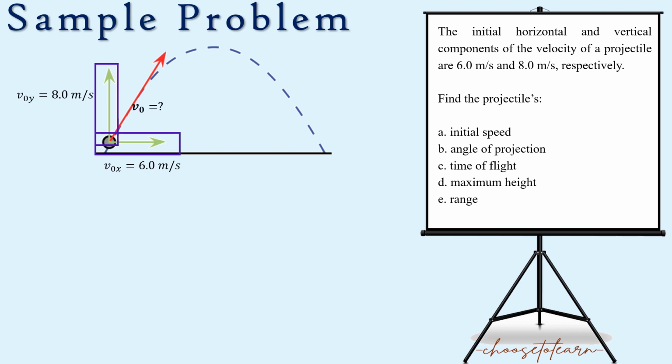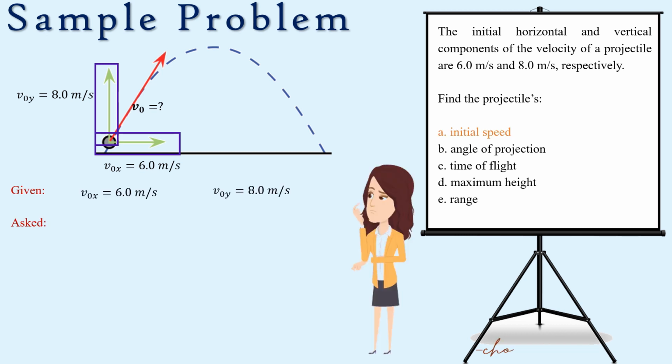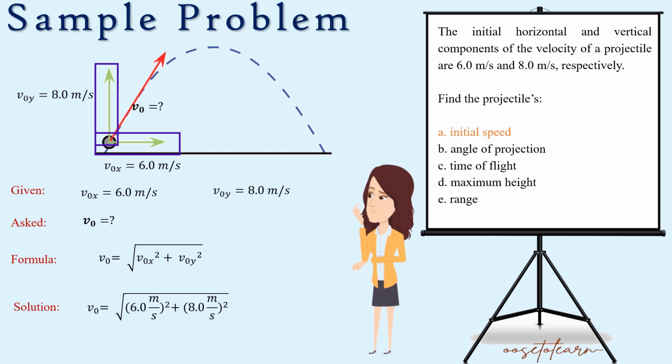So for the first question, we are to find the initial speed, or the VO. That means we are to combine the horizontal component and the vertical component of velocity. So what's the formula that we're going to use? Initial speed, or VO, equals the square root of initial horizontal velocity squared plus initial vertical velocity squared. Just substitute the given to the formula, so that will become VO equals the square root of 6.0 meters per second squared plus 8.0 meters per second squared. If we're going to simplify it, the answer is 10.0 meters per second.